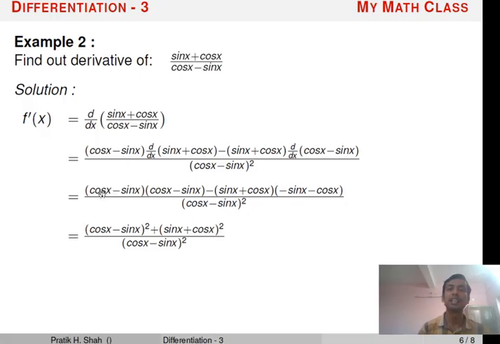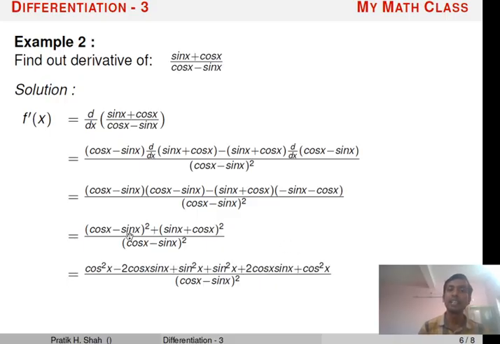Here you can see that cos x minus sin x is twice. So we can write down cos x minus sin x the whole square. From this we can take the minus sign outside. So this will be minus minus plus, and we are left with sin x plus cos x, sin x plus cos x, which gives us sin x plus cos x square.